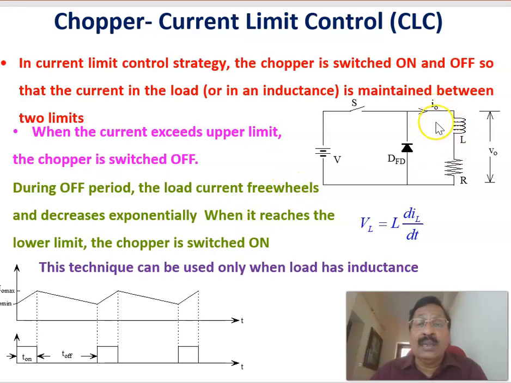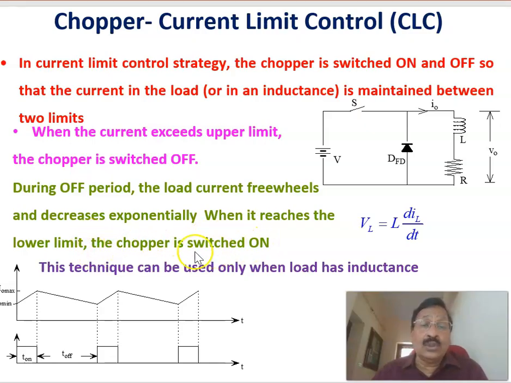When the switch is off, the current freewheels through this diode and decreases exponentially. When it reaches the lower limit, I minimum, the chopper switch is turned on again, and that is repeated. When the switch is on, the current builds up again, and once it reaches the upper limit, it is switched off and the current freewheels, dropping to the minimum value. Therefore, the load current is always maintained within the maximum and minimum value.